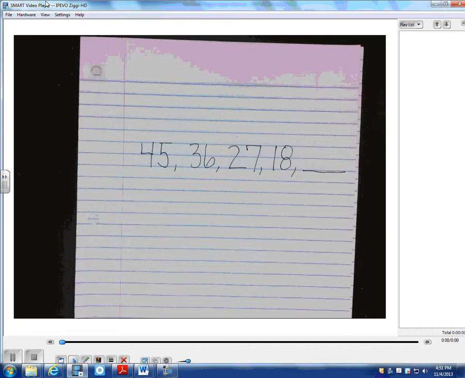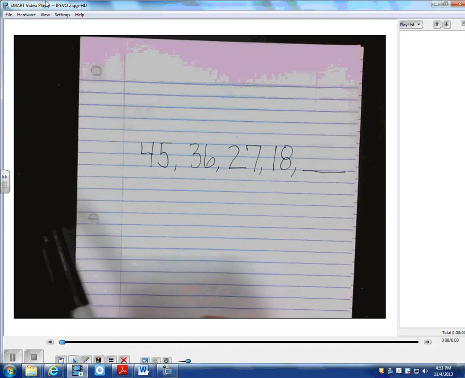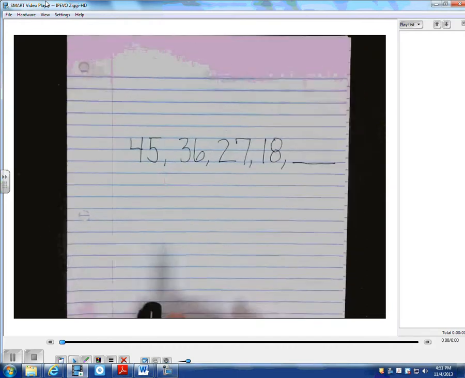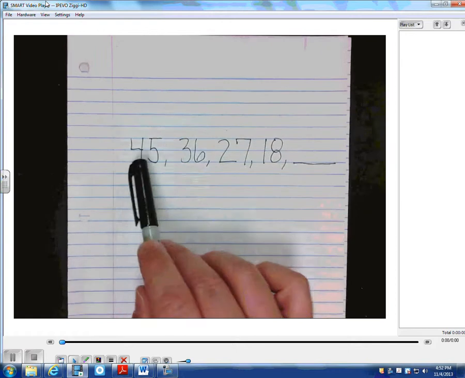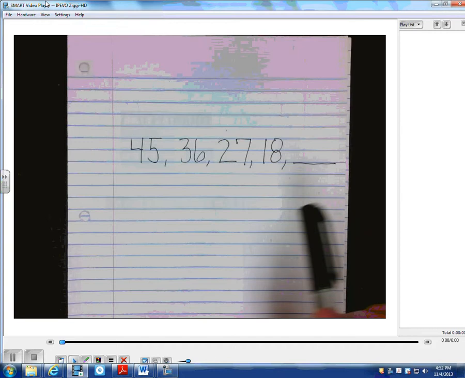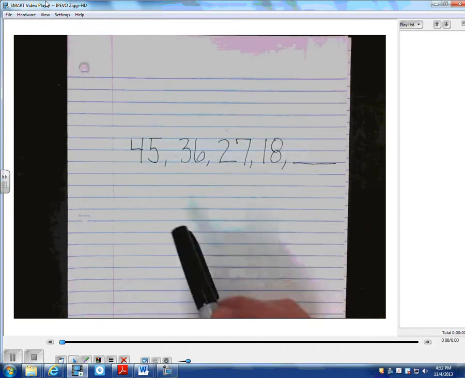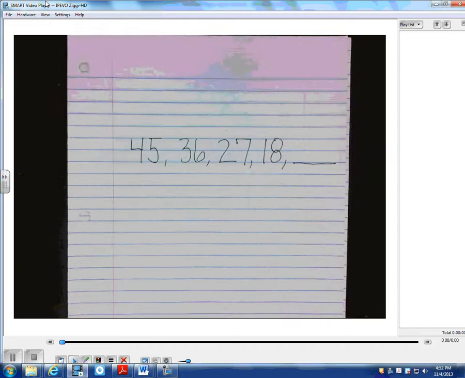Okay, so when I first look at this pattern, what I want to determine is if I'm going from big to small, or small to big, that's going to help me out. So I know I'm going from 45 to 36 to 27 to 18 and then to whatever the next number is. So I know I am decreasing in numbers. Okay, so that tells me I can do 2 things. Well, 3. I could use subtraction. I could divide to go smaller, or I could do a combination of 2.